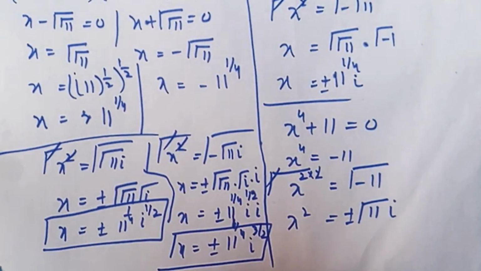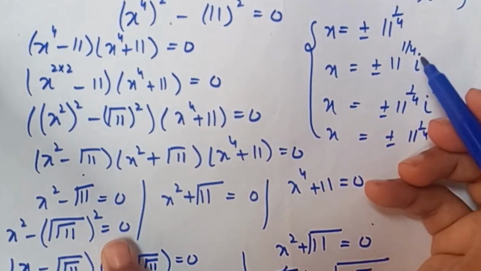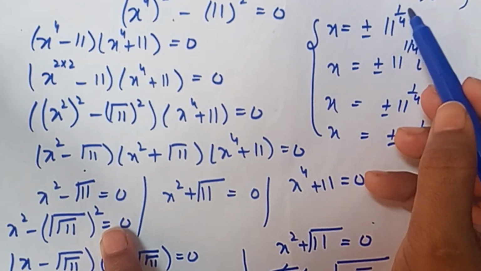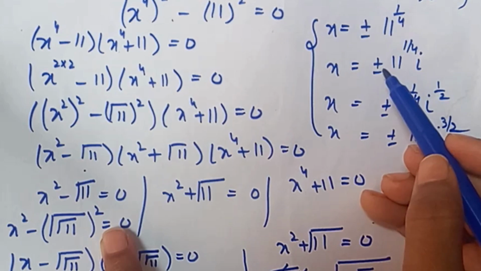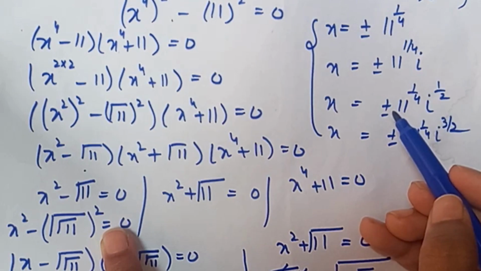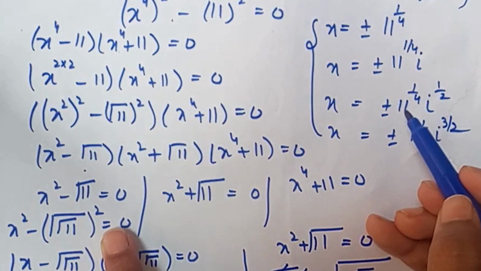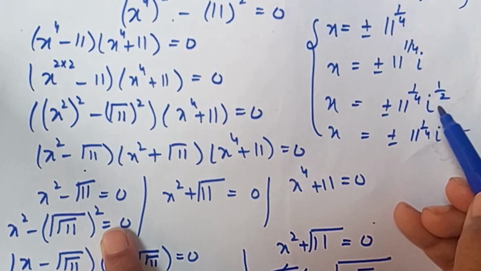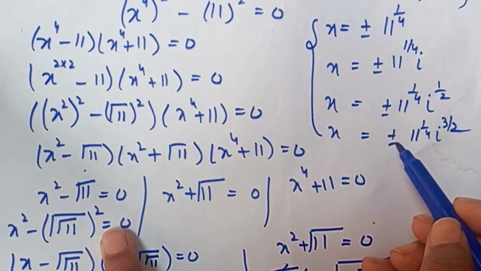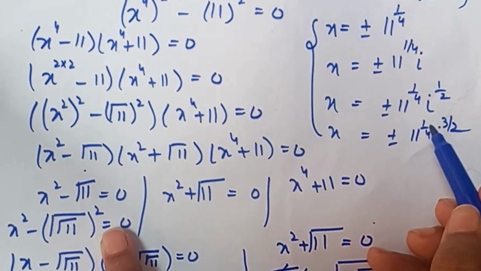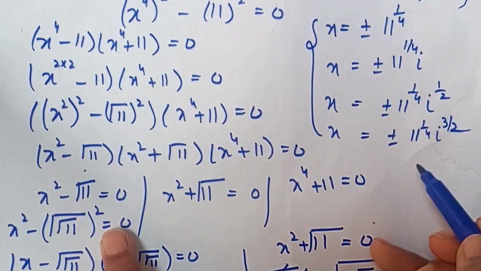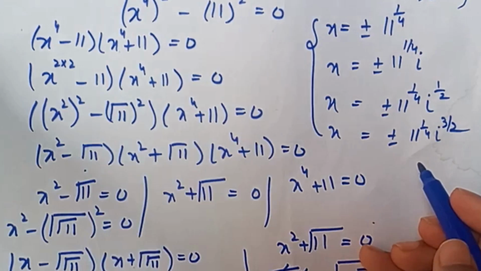Now we arrange all these answers. So we get the 8 answers of x, which is x is equal to plus minus 11 raised to the power 1 over 4, and x is equal to plus minus 11 raised to the power 1 over 4 iota, and x is equal to plus minus 11 raised to the power 1 over 4 and iota raised to the power 1 over 2, and the last is x is equal to plus minus 11 raised to the power 1 over 4 iota raised to the power 3 over 2. And this is all the answers of x, and we have done.